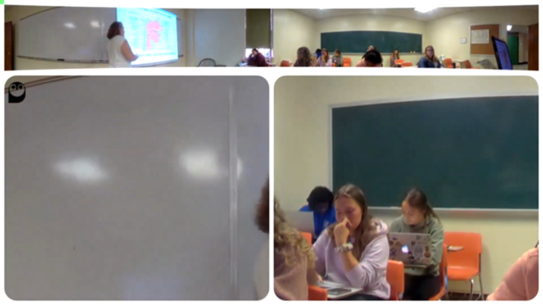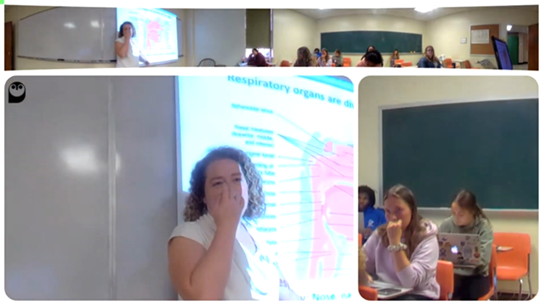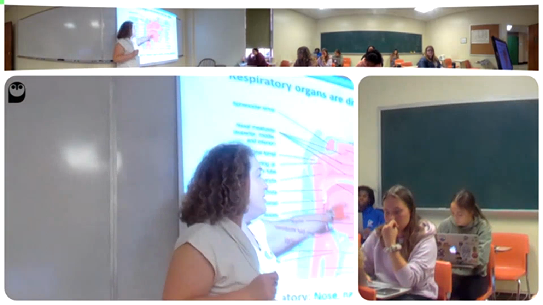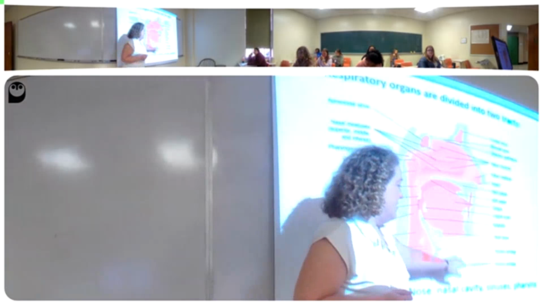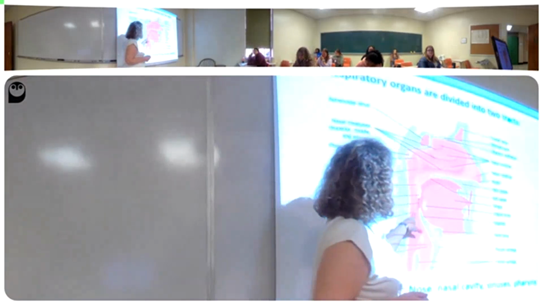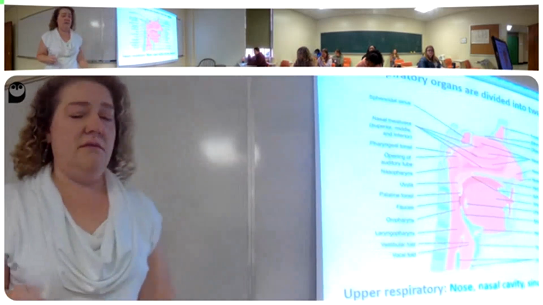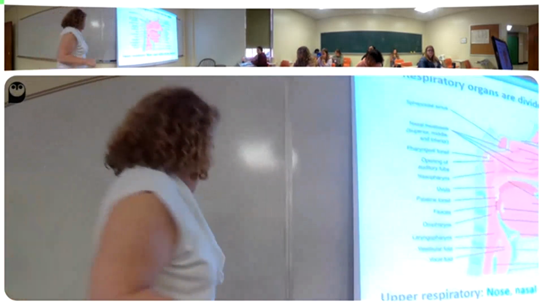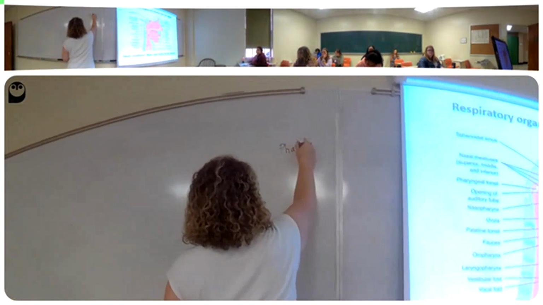So the upper respiratory tract is your nose, which is the outside part, the nasal cavity, which is the space inside, sinuses connect, and then you have this section in the back called the pharynx. The pharynx. And somebody had a question about pharynx before this last test.